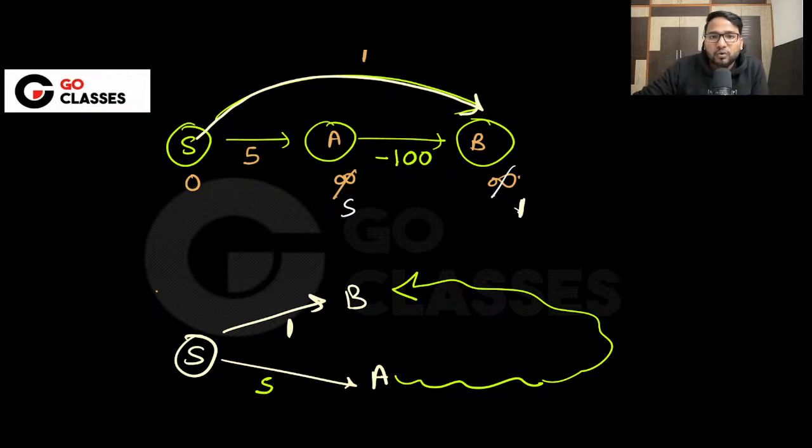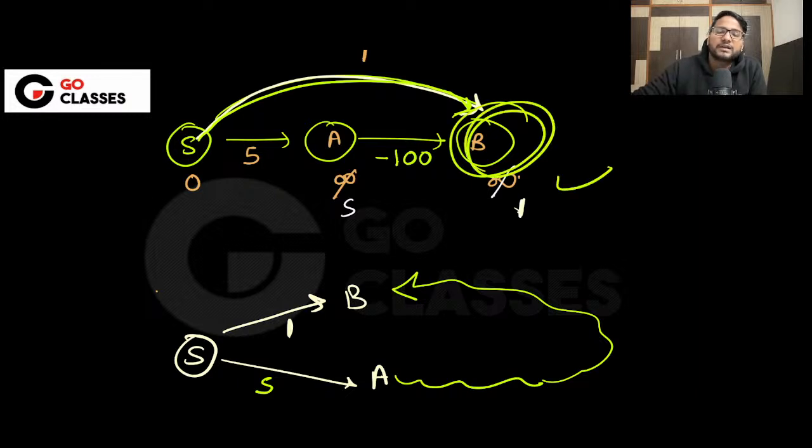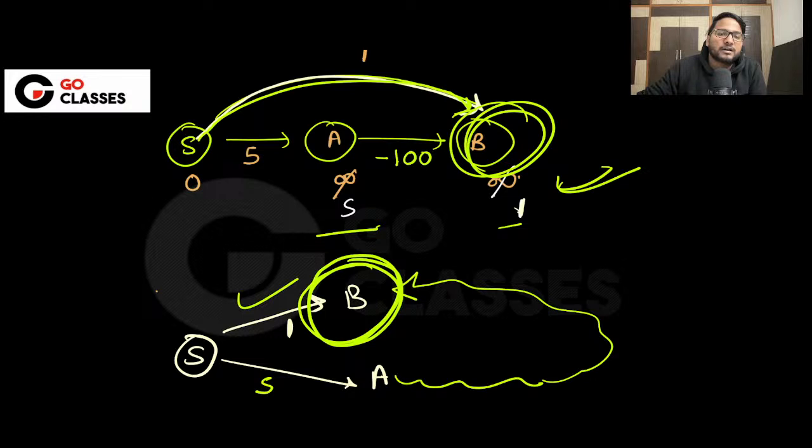So this S2, if you apply the Dijkstra, S2B is final. S2 is final. And why? Because among 5 and 1, this is the minimum. So whatever is the minimum, Dijkstra will take it, right? It will say it is final.